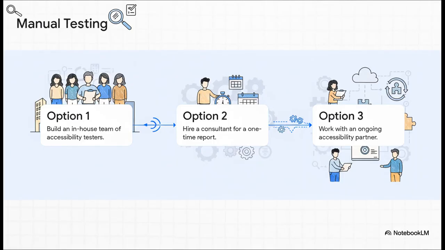So when you're ready for that essential manual testing, you've basically got 3 paths you can take. 1, you can build your own team of experts in-house. It's a big investment, but it's amazing long-term. 2, you could hire a consultant to come in and do a one-time audit, which gives you a great snapshot of where you are. Or 3, you can find an accessibility partner who works with you on an ongoing basis, really integrating into your team.